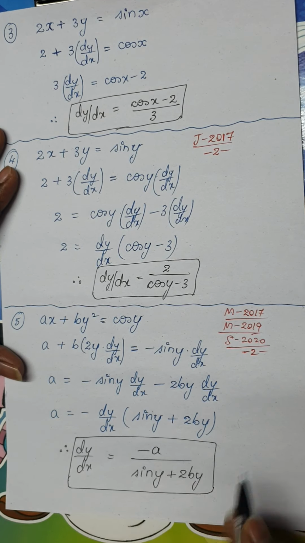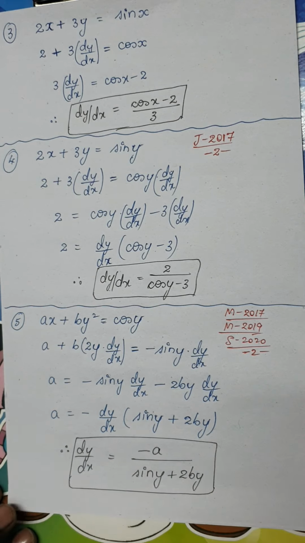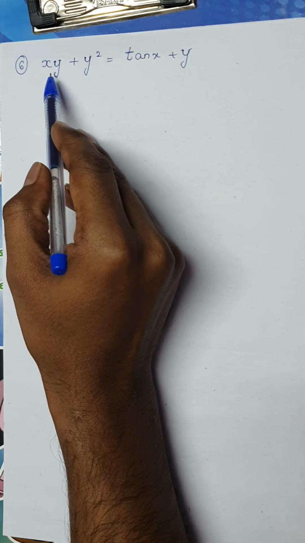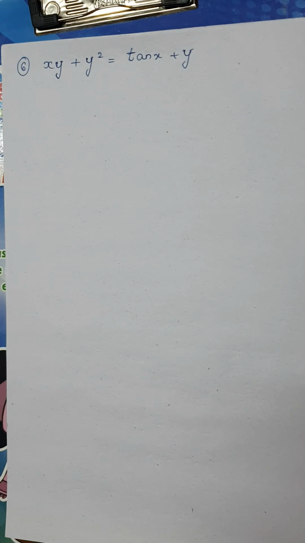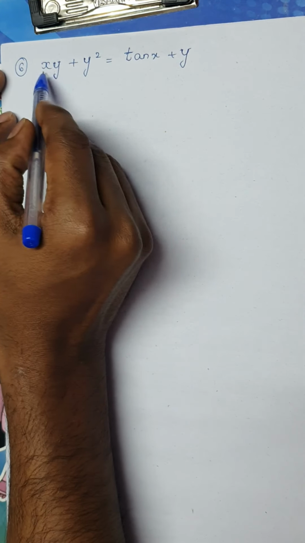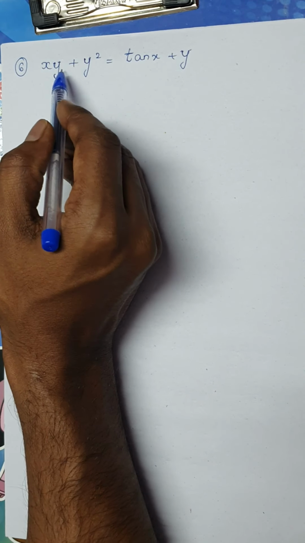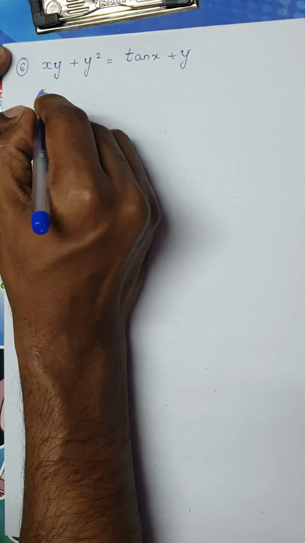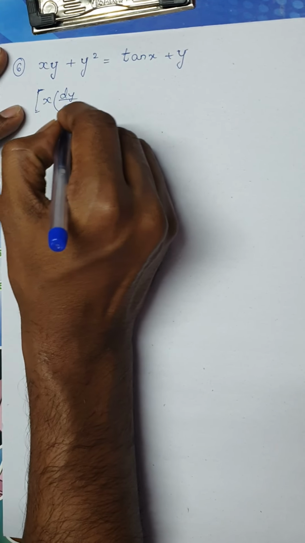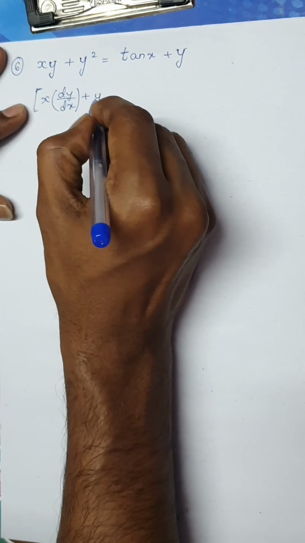You can see here very easily I can get 2 marks. Shall we move to the next one? So now I have my next question, x into y plus y square is equal to tan of x plus y. Now remember, the left hand side is x into y, so these are 2 functions x and y. We have to use the product rule here. Okay, so we know the product rule, keep first function as it is. Now what is derivative of y? Remember, derivative of y is dy by dx, okay, plus y as it is.